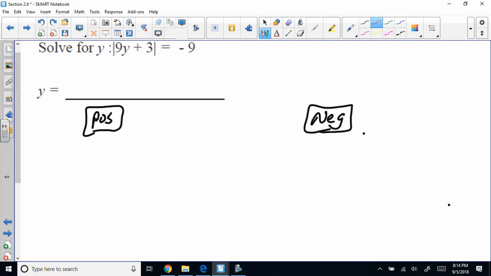The positive is exactly what's written there without the absolute values. So we're going to write 9y plus 3 equals negative what? 9. Okay? Now, my negative equation means that I'm going to multiply the right side of that equation by negative 1. So in doing that, I have the same thing in the absolute values, but my right side is negative 9. Now it becomes, guess what? A positive 9. Because the negative times the negative is a positive. Now, ladies and gentlemen, solve the equations, and you're done. You have 2 solutions.